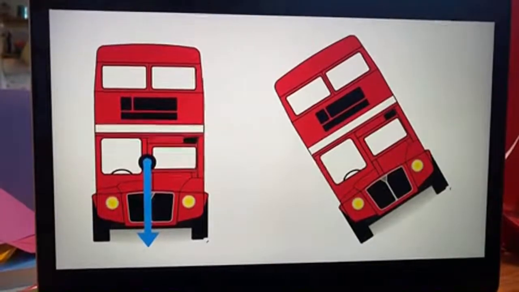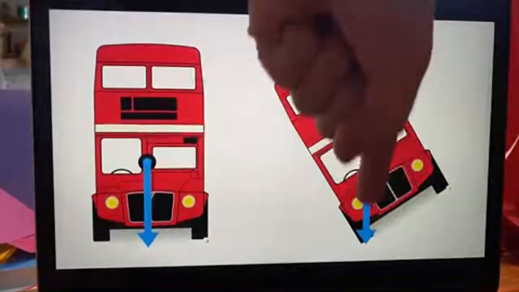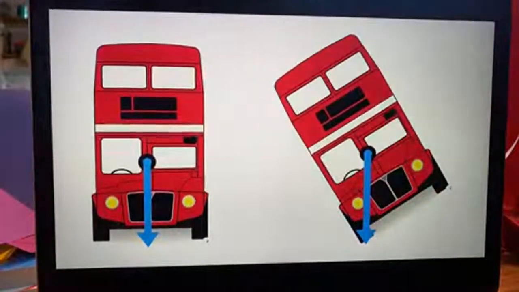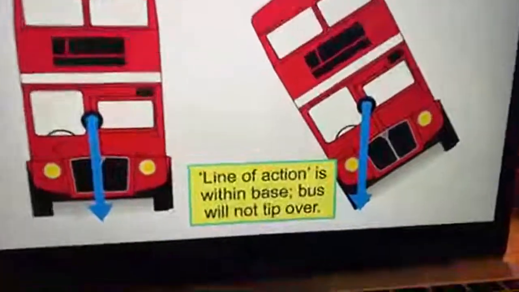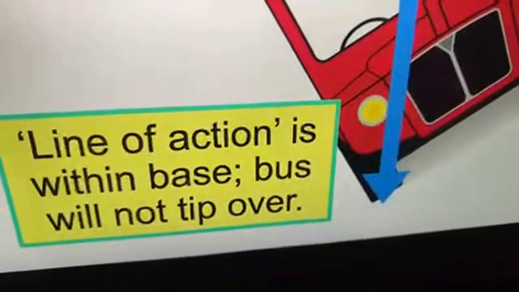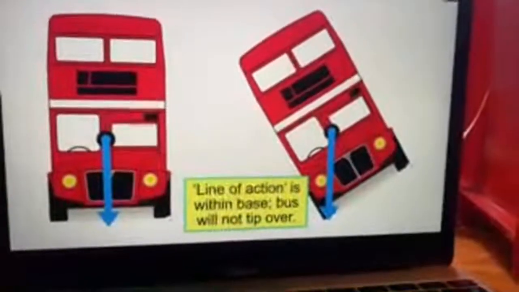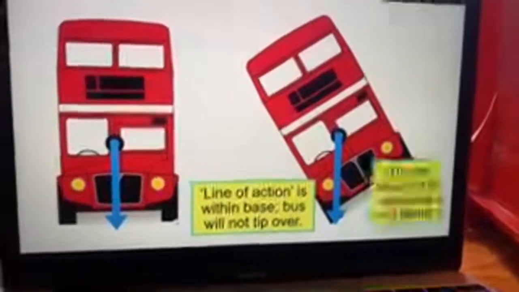If you imagine this bus tipping over, then gravity is still working in the same direction, isn't it? So its centre of mass is still in the centre, and gravity is still pulling the bus directly downwards. As long as this line of action lands within the base, this bus will not tip over. So in this case, the line of action is just on the inside of the wheel. So the line of action is within the base, so this bus is not going to tip over.